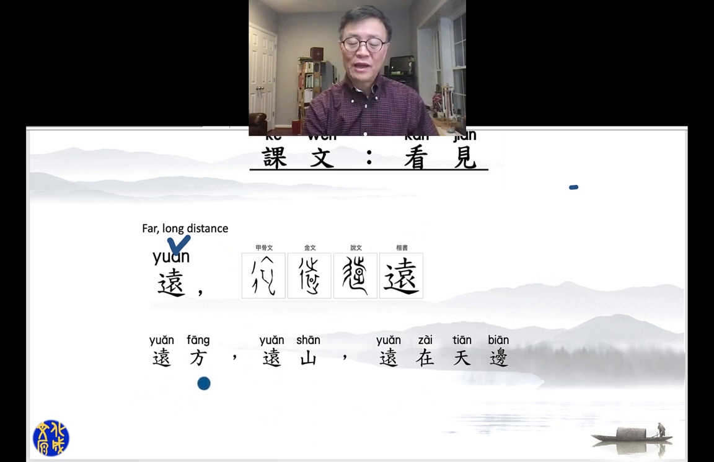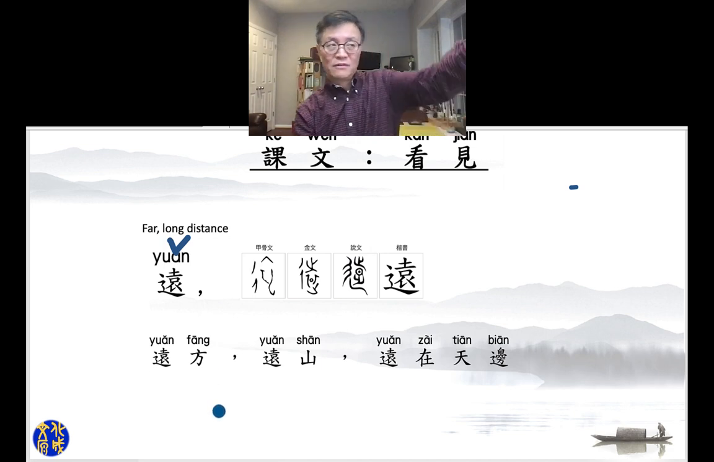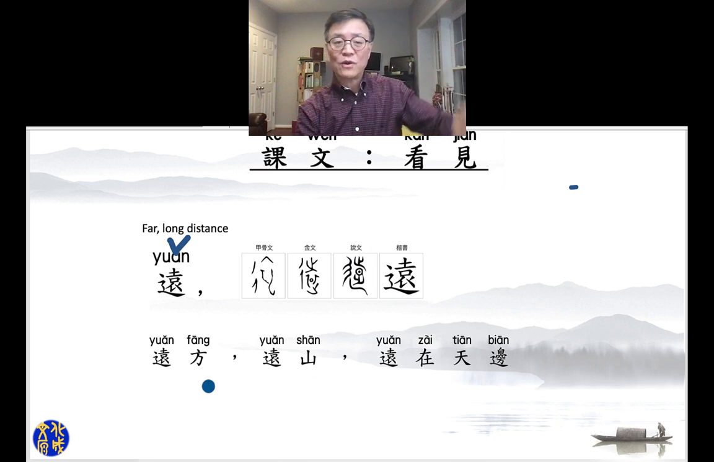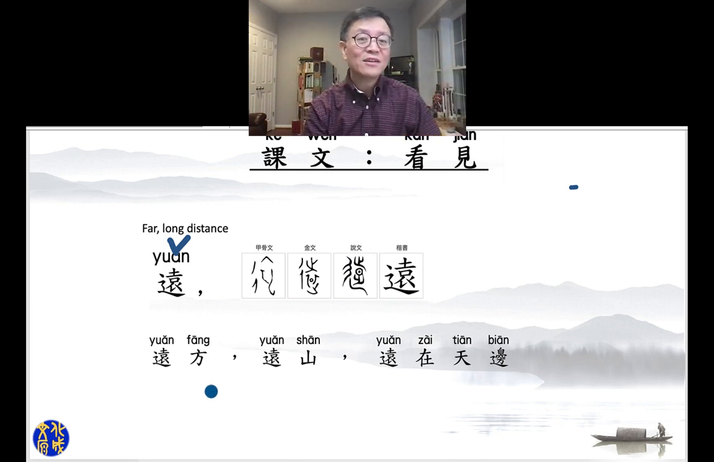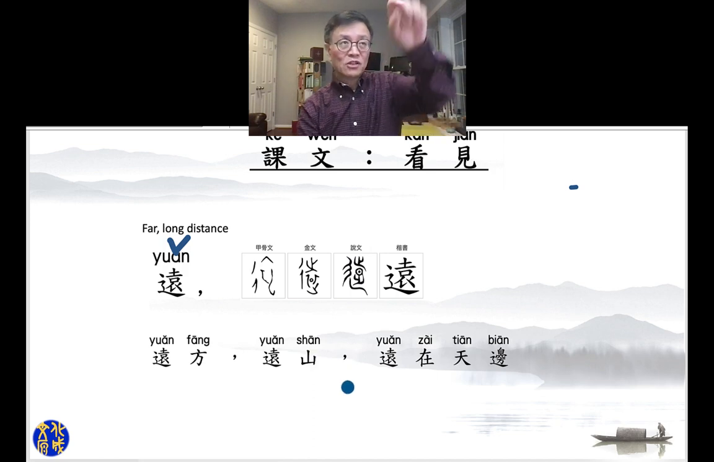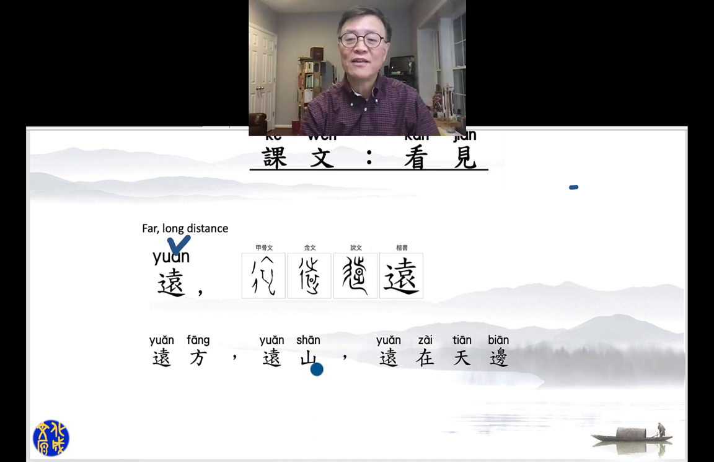Then we can have different combinations of whatever we learned before. The capital, yuan fang. Far away, that distance, yuan fang. Fang is 方向, right? 东方西方, remember? 南方北方. Yuan san, the mountain, far away mountain, yuan san. Like this, it's kind of yuan san. You can see this picture here? This is even further, this is further yuan san.